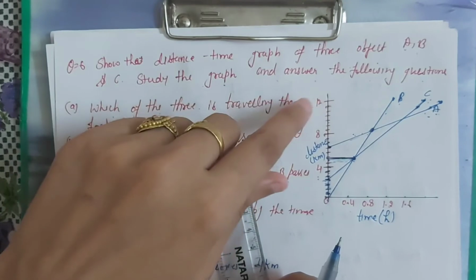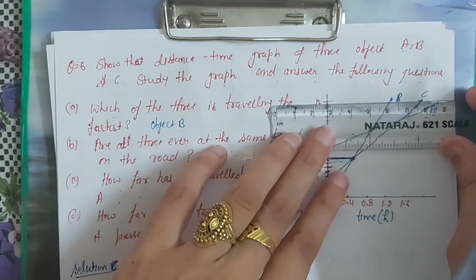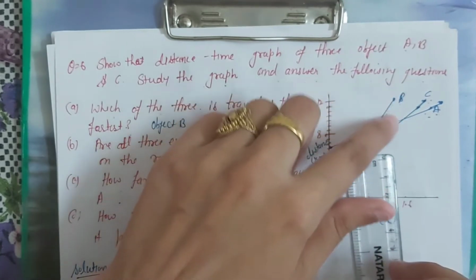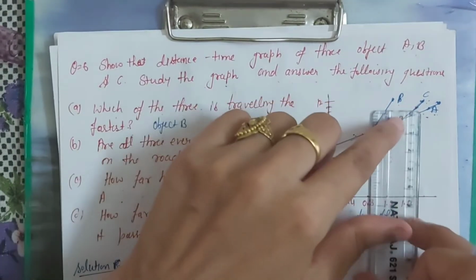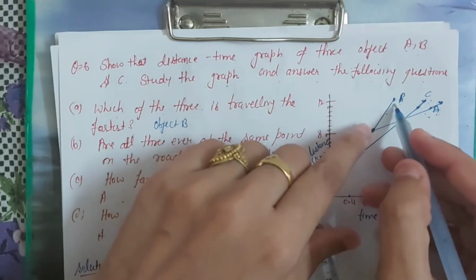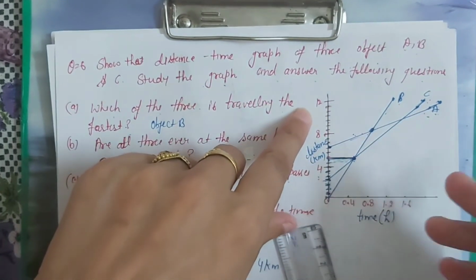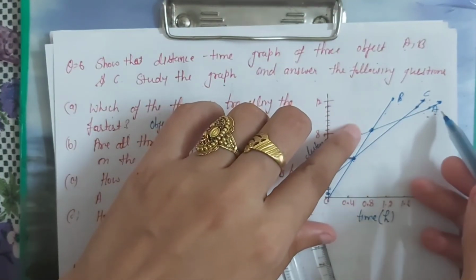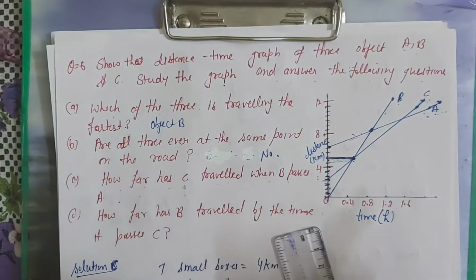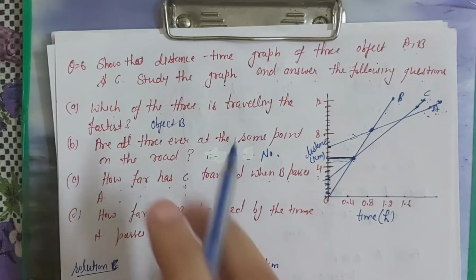So B travels 12 kilometers in 1.2 hours, whereas C is also traveling 12 kilometers, but its time is more than B. So B's time here is 1.2, so C's time will be even more, and A's time will be even more. That means all are traveling the same distance, that is 12 kilometers, but the time taken is more in case of C and A as compared to B. So B covers the most distance in the least time. That means B is fastest. So the answer is B.